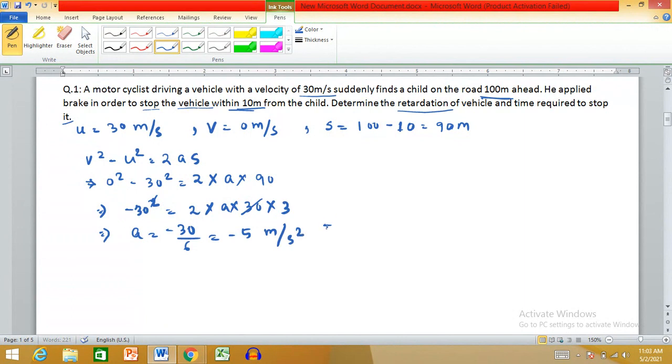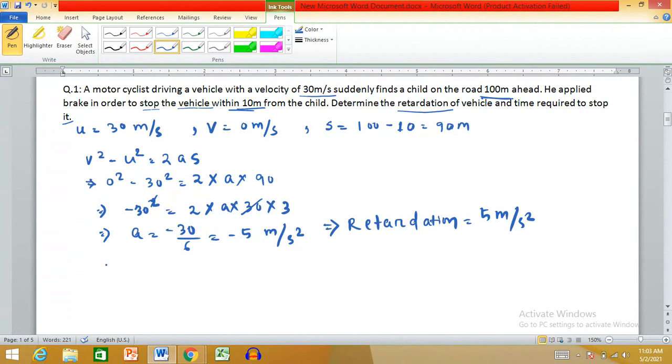So your acceleration is minus 5 meter per second square. Your retardation will be 5 meter per second square. That is the value of your retardation. And acceleration is equal to minus 5 meter per second square.